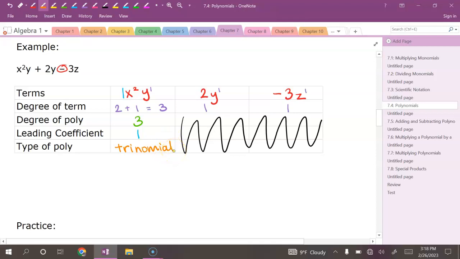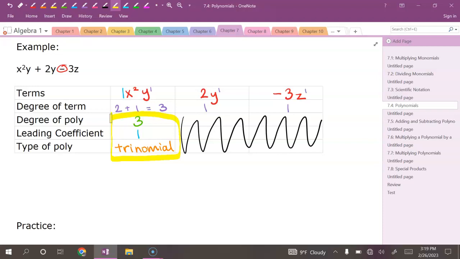Okay, so after you get your degree of term written down, the rest of this information you only need to fill in on the first column. You don't need to do that for the rest, because these 3 answers right here, this goes for the polynomial, that whole poly that we're looking at. I don't care so much about the individual terms anymore, because now I'm just generalizing, like, what type of polynomial do I have, what's its degree, and then what's its leading coefficient.